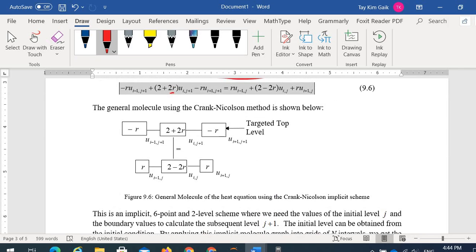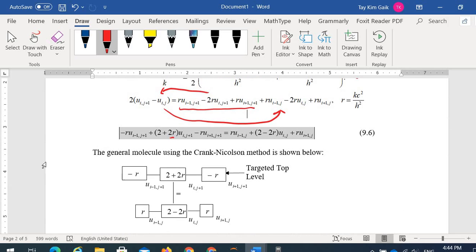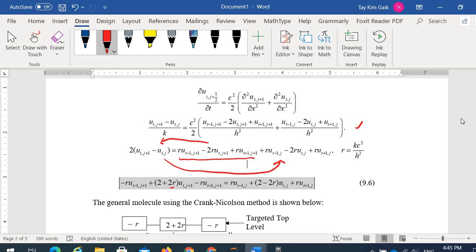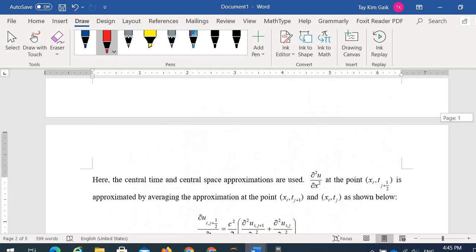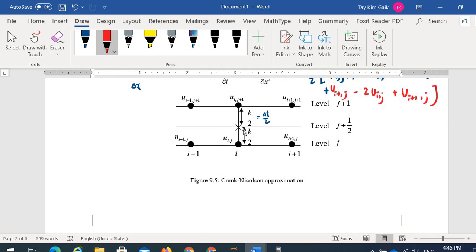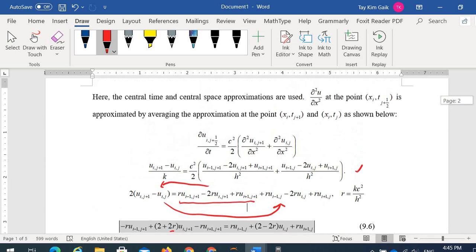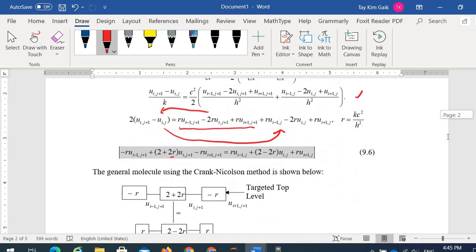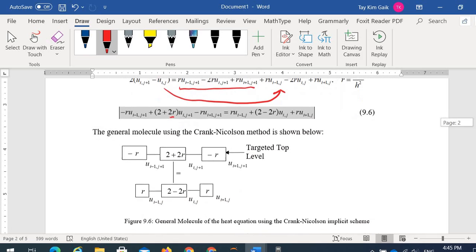Remember this molecule. How do we get the molecule? If you cannot memorize it, then you derive it again. Derive again: delta delta using 3-point central at the point xi, tj. For del 2u over del x2, take the average at the point xi, tj plus 1 and at the point xi, tj, so c squared over 2. Using 3-point central, simplify, and you get the molecule.